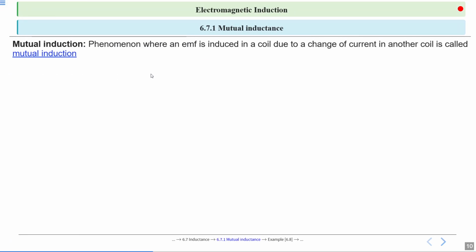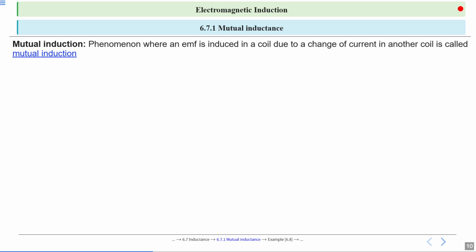So mutual induction, what is mutual induction? We have discussed already. It is the phenomenon where an EMF is induced in a coil due to change of current in another coil. There are two coils and current is flowing through any one coil, due to which a magnetic field is produced, and there is a magnetic flux through that coil. If we change the current, the magnetic field will change, and the magnetic flux through the coil will also change.